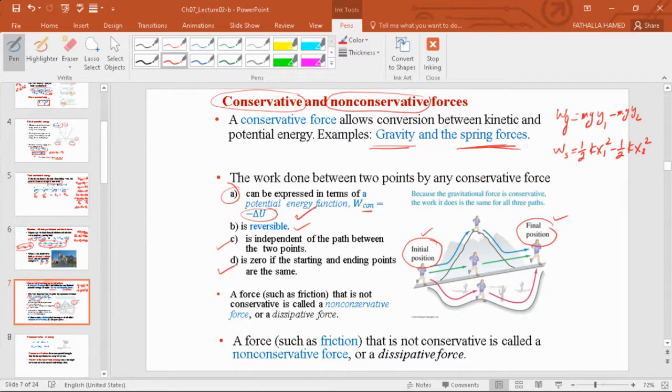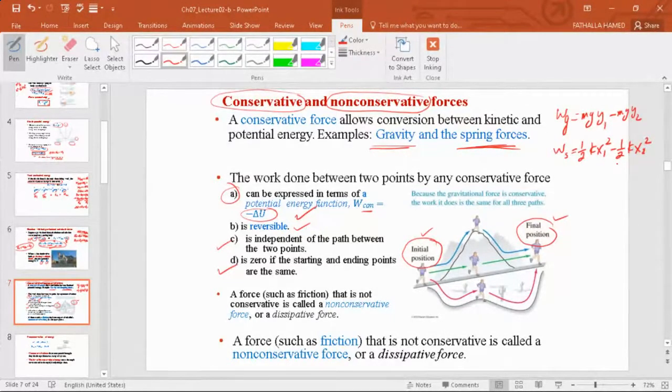And that's why we say here that it's independent of the path taken between 2 points, and 0 if the starting and ending points are the same. And it's very clear here. If y1 and y2 are the same, you'll get 0. If x1 and x2 here are the same, then you will get what? You will get 0. These are properties of a conservative force.